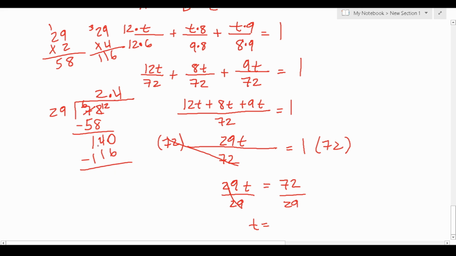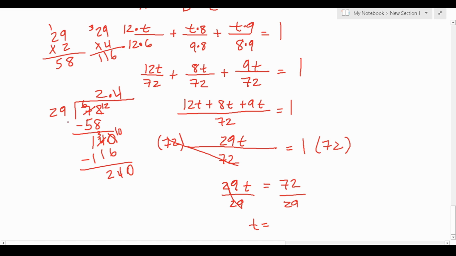0 minus 6 we can't do. We have to borrow. This becomes 3. This becomes 10. 10 minus 6 is going to be 4. 3 minus 1 is 2. And then 1 minus 1 is 0. We have an imaginary 0 that we can bring down without having to adjust the decimal.